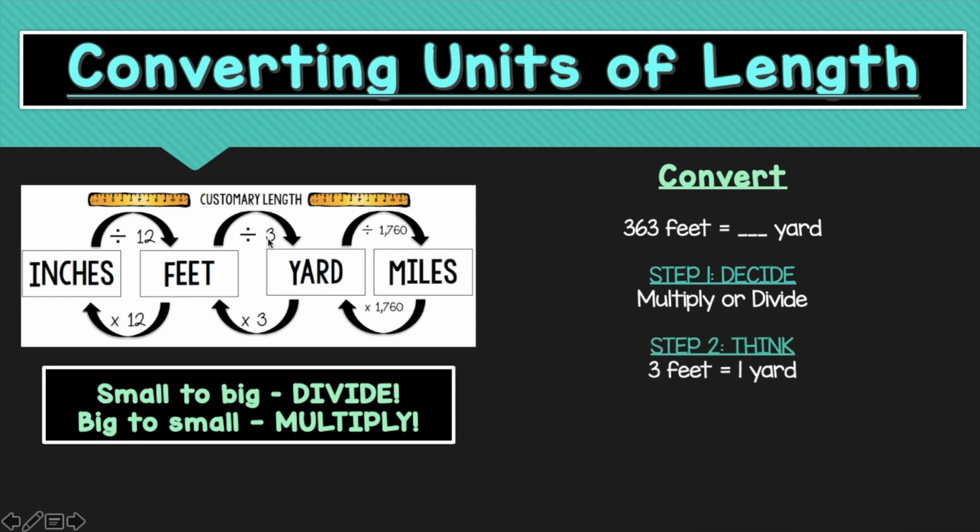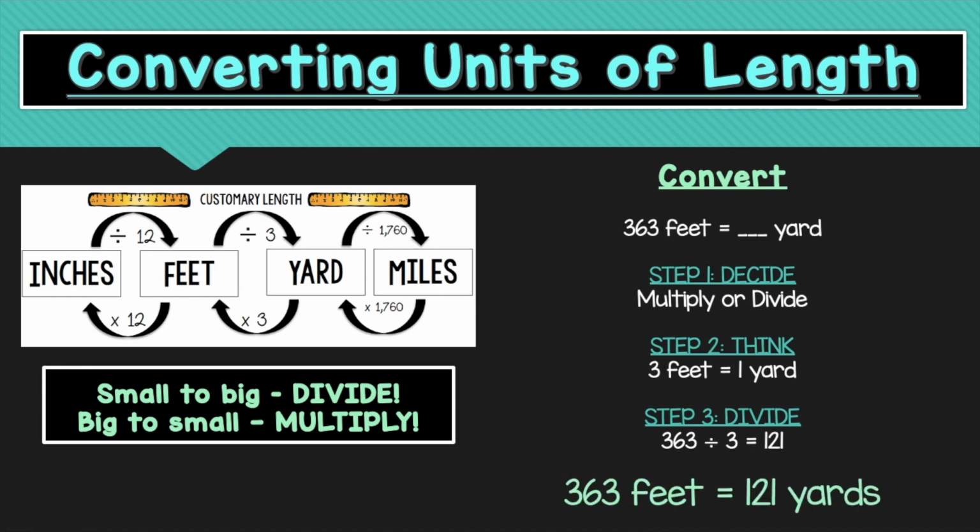So now I'm thinking, there are 3 feet in 1 yard. So that means I'm going to divide the number of feet that I have by 3 to determine the number of yards. So 363 divided by 3 equals 121. So 363 feet is equal to 121 yards.